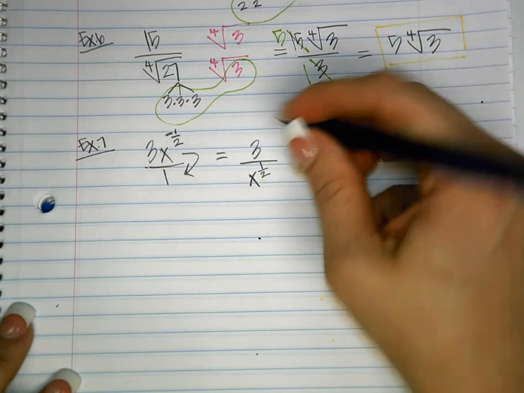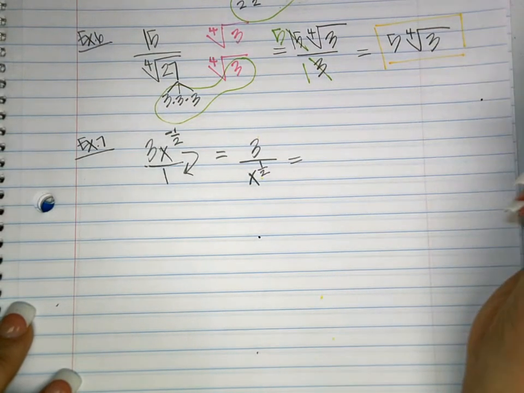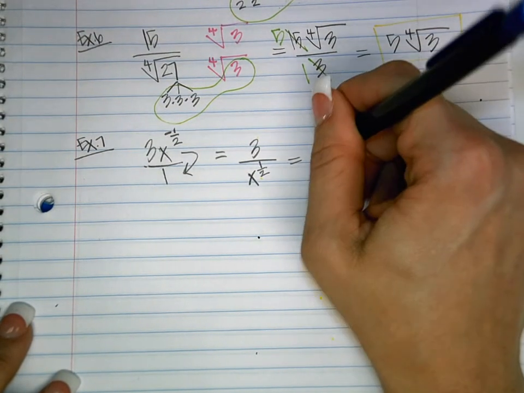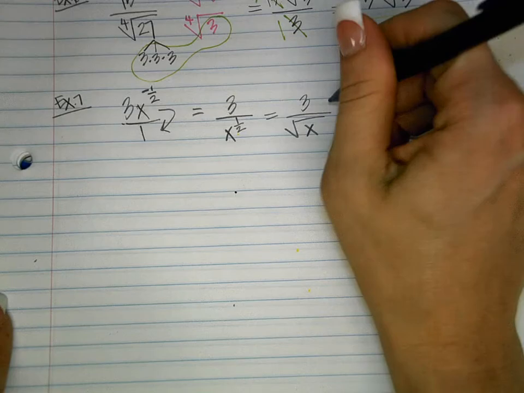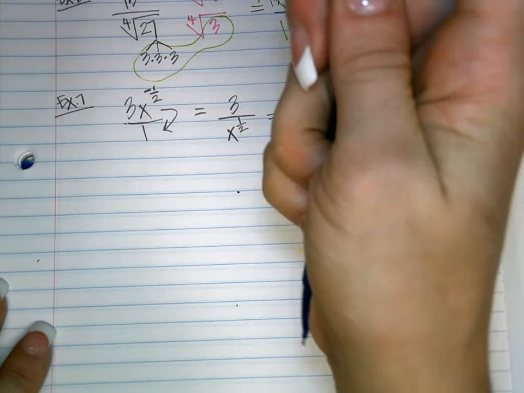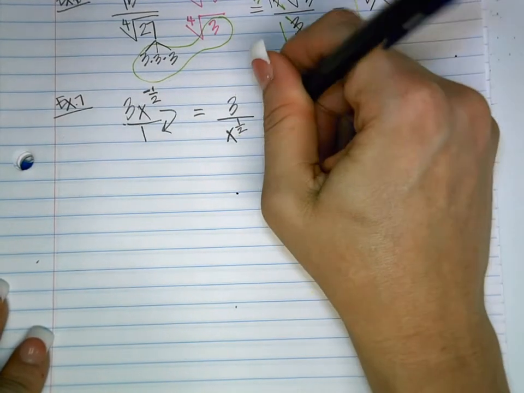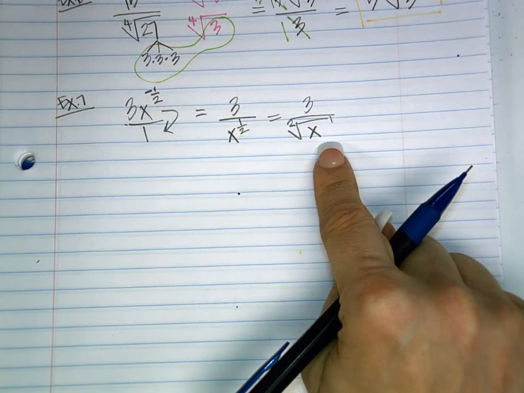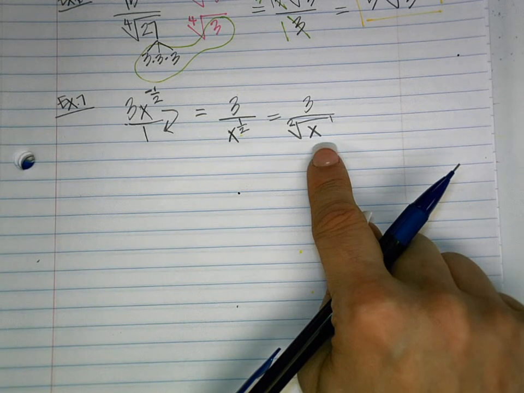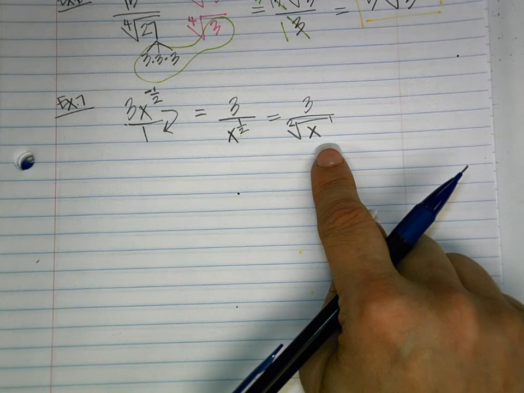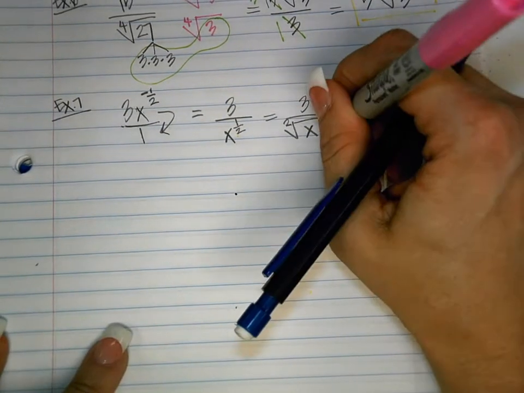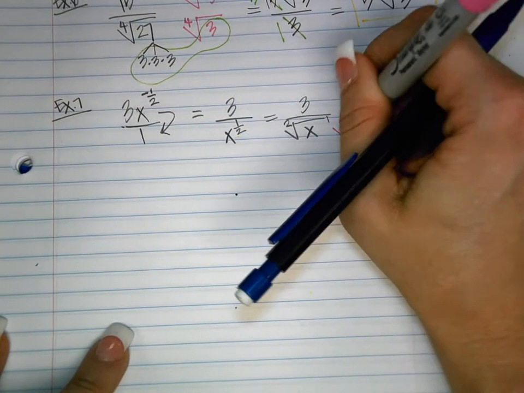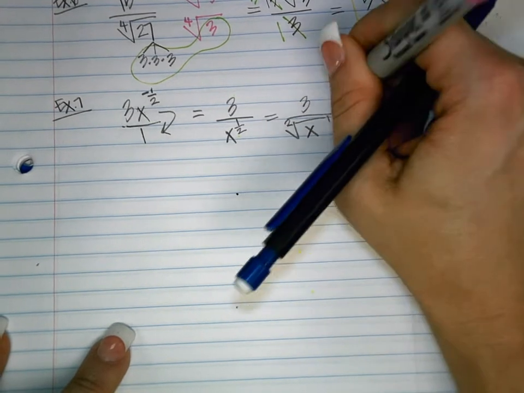Can't leave that in the bottom, so I want to rewrite it as a radical. So this is 3 over, the x goes underneath, power of 1, handle of 2. So I can't leave an answer like that, so what would I have to multiply through by? Another x, right? I have 1, I need to get a pair of 2. So we're just going to multiply by root x.